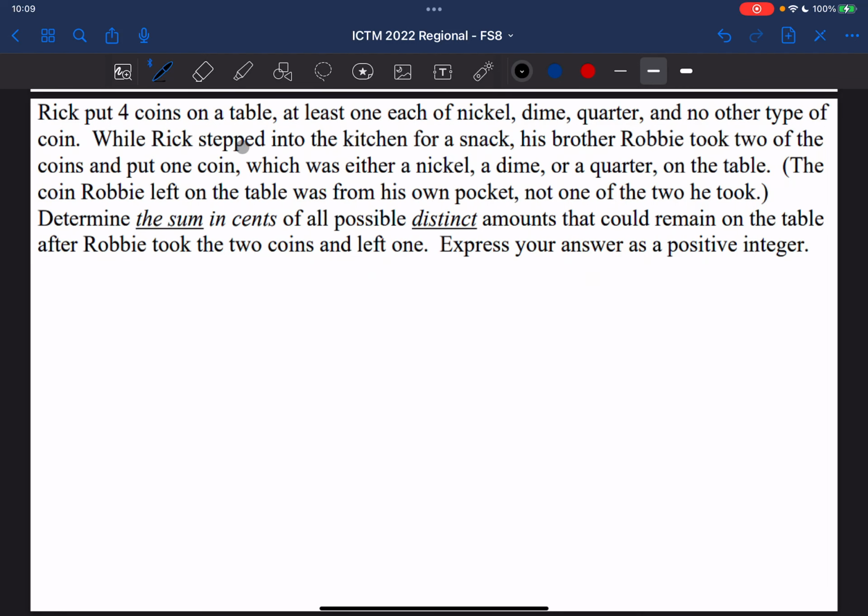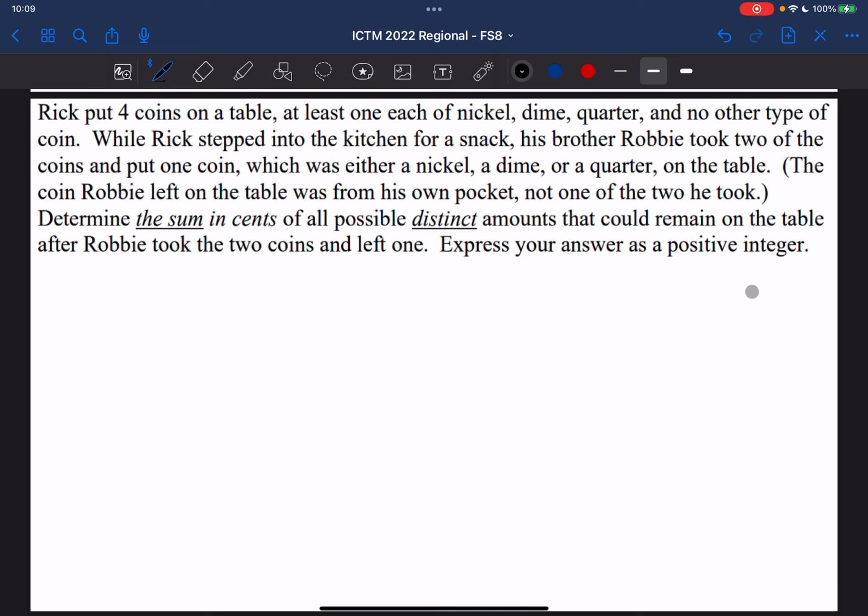Rick put 4 coins on a table, at least one each of a nickel, dime, and quarter, and no other type of coin. When Rick stepped into the kitchen, his brother Robbie took 2 of the coins and put 1 coin, a nickel, dime, or quarter, on the table. So determine the sum of all possible distinct amounts that could remain on the table after Robbie took the 2 coins and left 1.